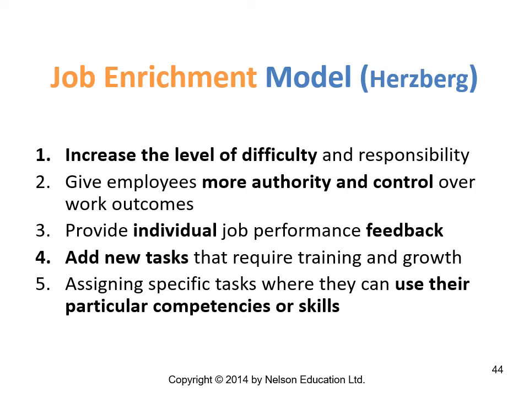The second thing he said we need to do is give employees more authority and control over their work outcomes. Being able to see what they're doing and having more control over it will make them more engaged. The third thing he said is we have to provide individual job performance feedback. Here he was talking about how not only should we get feedback from our bosses and supervisors, but we should be able to see that when we do a job, it's done properly.